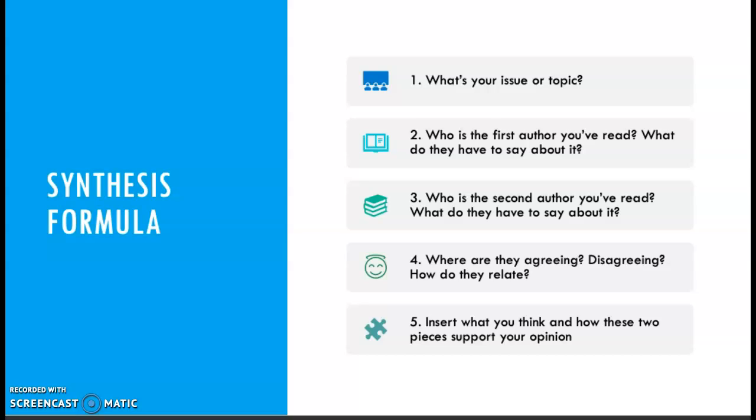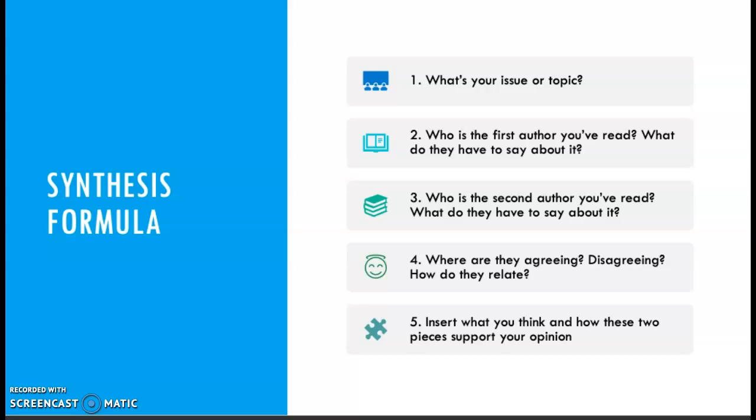Number 2, who is the first author that you've read? Which is the first author that you chose to support your opinion on the issue? What do they have to say about it? Number 3, which one is the second author that you chose? And what do they have to say about the issue?